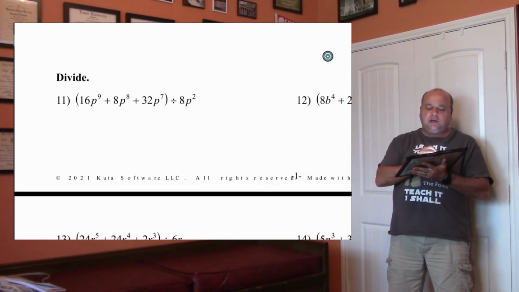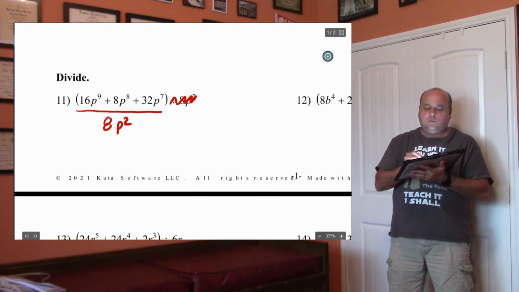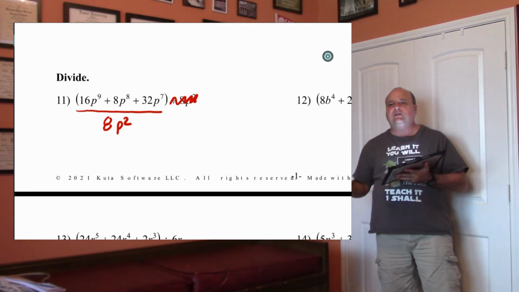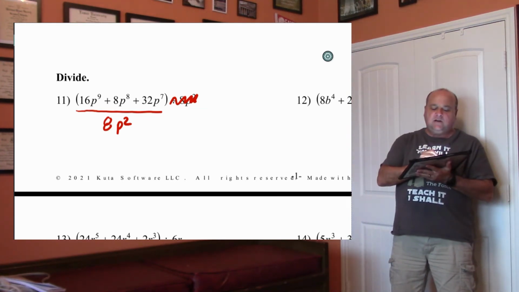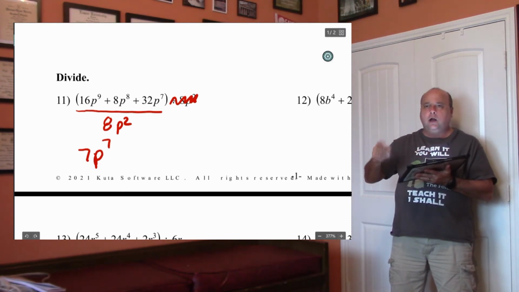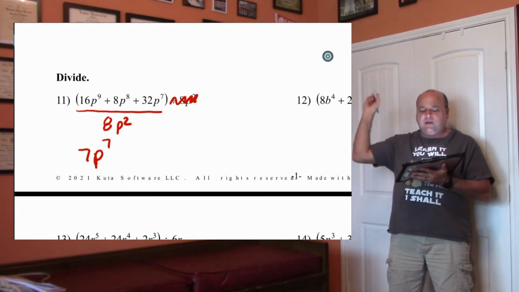Okay, I wish the worksheet would have written it out like this, because this is basically what you're doing. You're going to divide 3 times, just like factoring the GCF out. So 16 divided by 8 is 2. The letter is P. 9 minus 2 is 7. Start all over again. Remember, sign, number, letter, exponent, and you are subtracting the exponents.